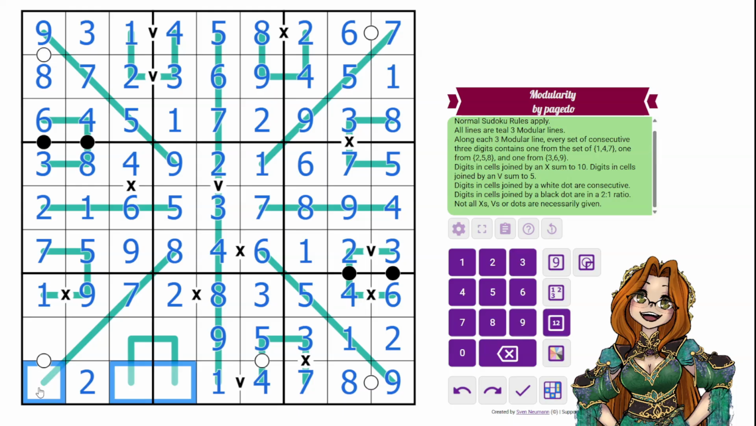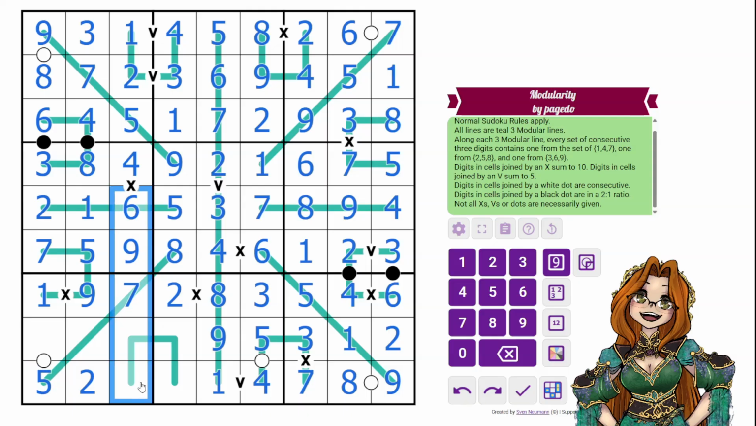What is left in here? 3, 6, and 5. And these two have to be the same group. So the 5 is here. This is 3, 6. The 6 goes here. 5 is consecutive with 6 and 4. 6 is taken, so that's a 4. This is from 3, 6, 9. It sees a 9 and a 3, so it's a 6. So the last in the box, 8. And then the last digit in the puzzle is a 7.